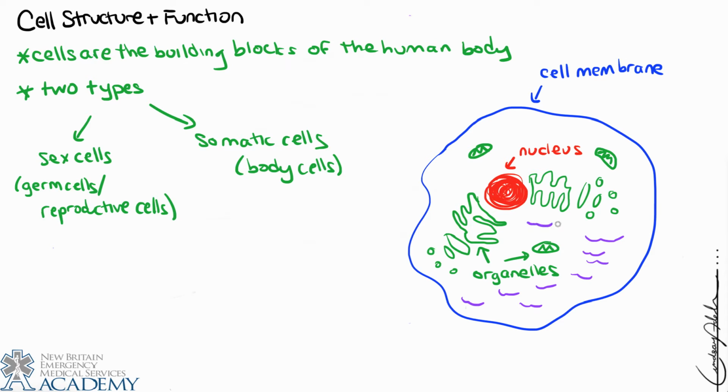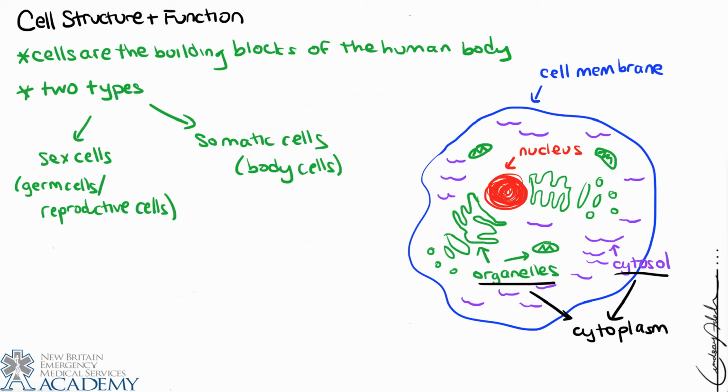Inside of the cell, surrounding the nucleus and in between all the organelles, is also a liquid called cytosol. And collectively, cytosol and organelles are referred to by the umbrella term cytoplasm. One other thing about cells is they're actually surrounded by, or bathed in, fluid. And we're going to talk a little bit about the different types of fluid that we see in cells and around cells and what their specific properties are.